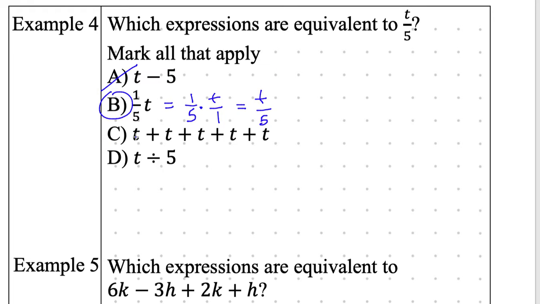Let's look at part C. T plus t plus t plus t plus t. If I add them all together, that actually gives me 5t. So this is equal to how many t's? I am counting 5 t's, which is close to t over 5. It's just multiplying instead of dividing, so not c. And then d, that is another way of saying t divided by 5, t fifths. So that is indeed correct. So our answers here are B and D.